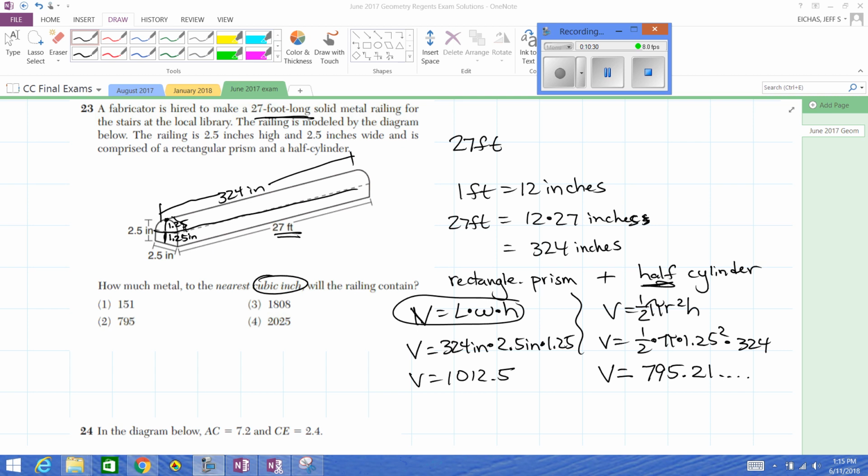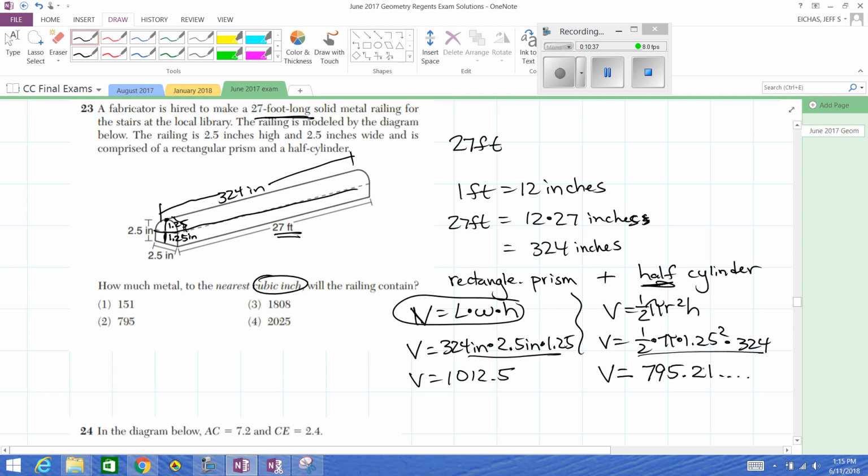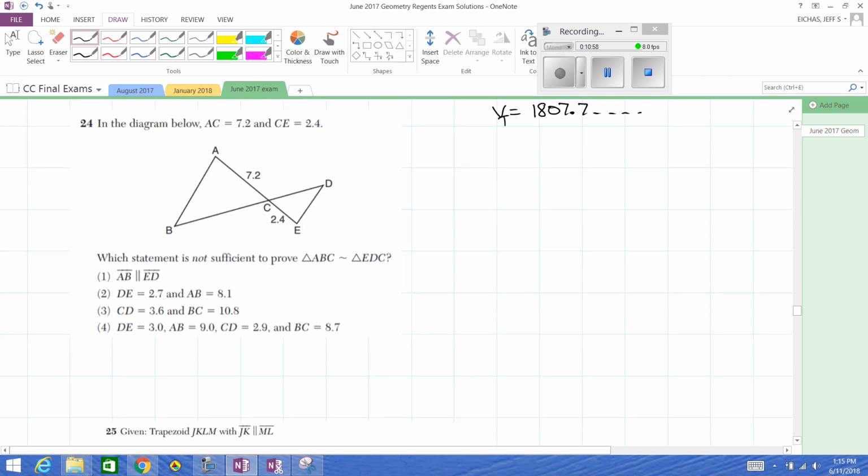Okay, so after some calculation, multiplying these together gave me 1012.5. Multiplying all this together, 795 and some other, and then add them. So you'll get a total volume of 1807.7, and we want the nearest cubic inch, 1808. Okay, last part 1.